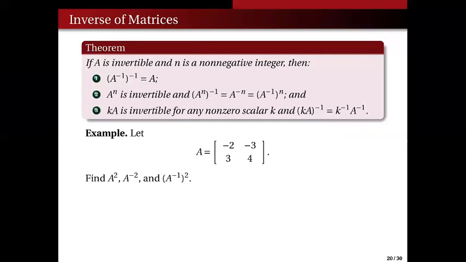Okay. So let's look at this. You have the matrix A, then you want to find A squared, A raised to negative 2, and then you have A inverse squared.